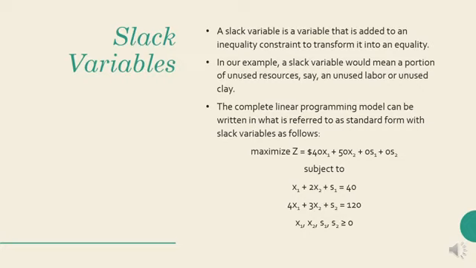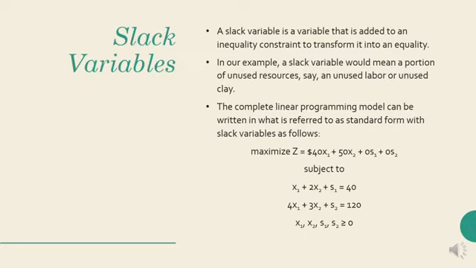Ang pinag-uusapan natin dito in our example, a slack variable would mean a portion of unused resources. Kunwari dun sa unang constraint x1 plus 2x2, pag yun lang kasi, hindi mo malalaman kung ilan yung hindi nagamit na labor. O dun sa clay constraint, kung ilan yung hindi nagamit na clay. So by adding a slack variable, malalaman natin yung unused resources natin.